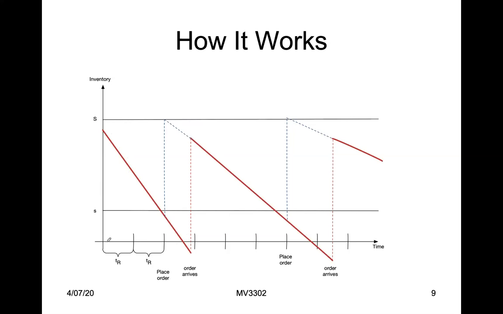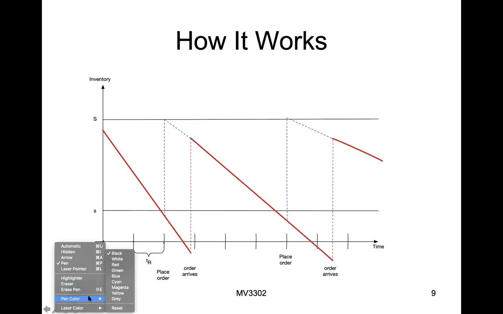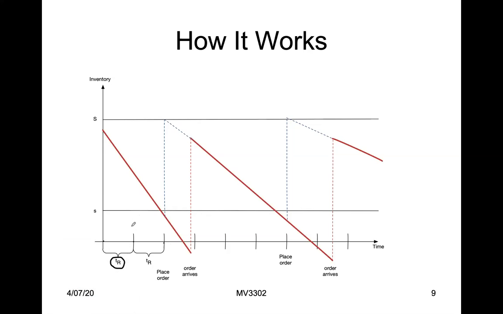Now the reviews are here, and the time between reviews we're going to call T sub R, for review. And so here, at every point in time between the reviews, we're going to check our level. So here, let's have another color. Okay, so here we do our review and we look at our inventory level. Our inventory level is above our little s, our trigger point. And so we don't do anything.